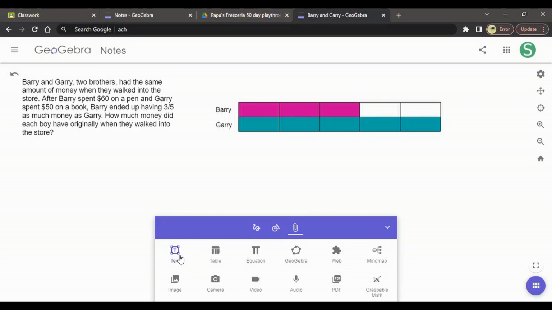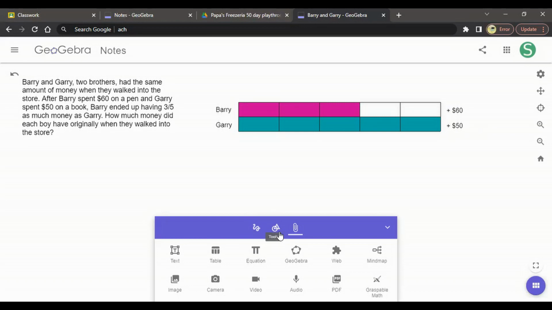Alright, but we still don't have their original amounts, because Barry has spent $60 on a pen and Gary has spent $50 on a book. To get their original amounts, we need to give them back that money and add what they spent. Alright, and now we truly have their original amounts. Barry has 3 cells plus $60 and Gary has 5 cells plus $50, and this is the same amount since we're looking at it originally.